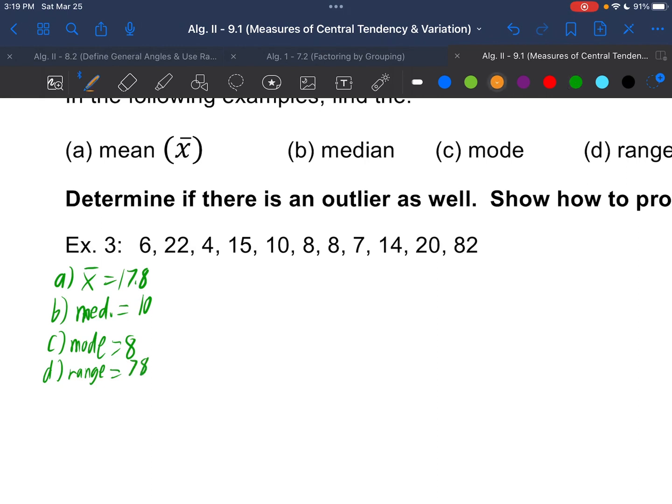That's a big range. And then if you find the standard deviation, which once again would be finding the variance and square rooting, and remember how to find the variance was taking each individual value, subtracting it from the mean, squaring that, and then adding all of those values together, then dividing by the total number of values there are. Standard deviation here would be 21.